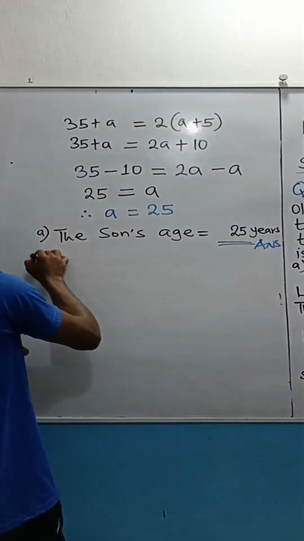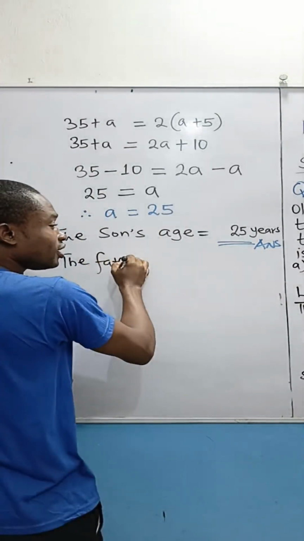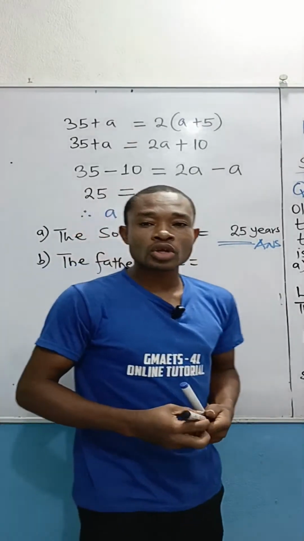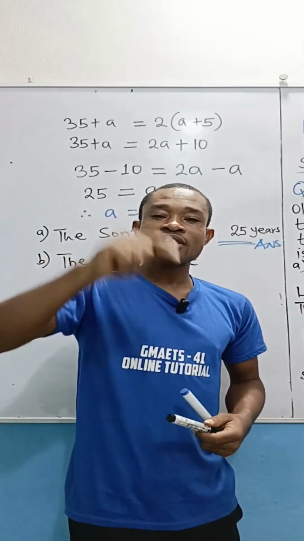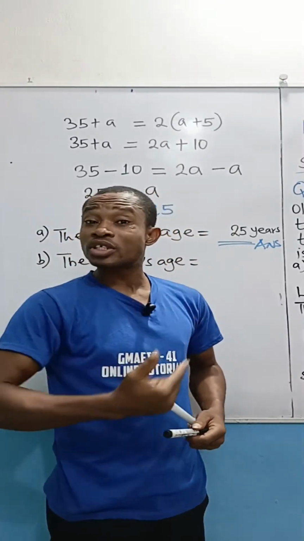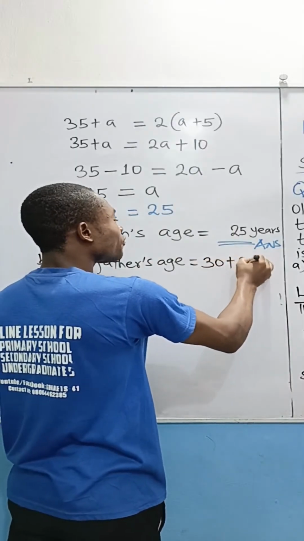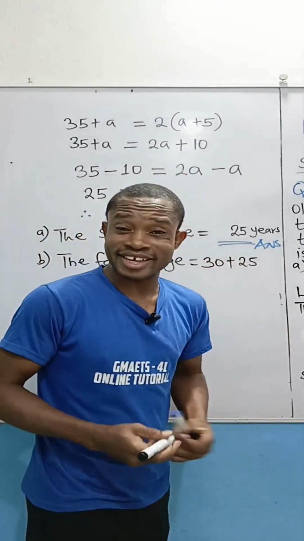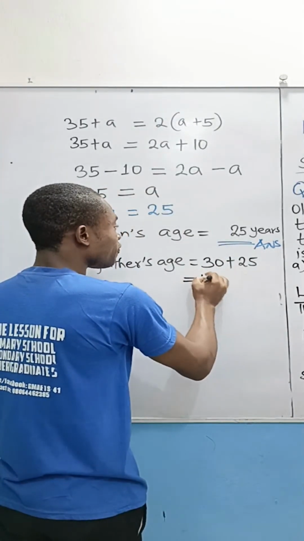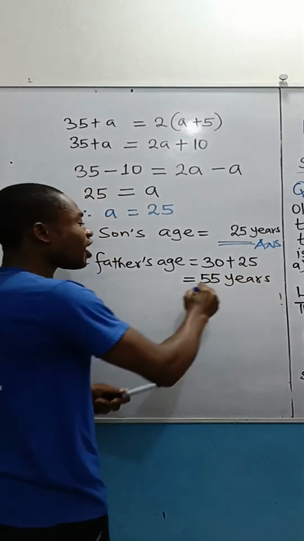Then the B part of the question, the father's age. Remember that the question told us that the father is 30 years older than the son. That's what the question said. So we come here and do 30 plus 25. Remember when we wrote 30 plus A when we were solving on the right hand side? 30 plus 25 will give us 55 years. So the father is 55 years.